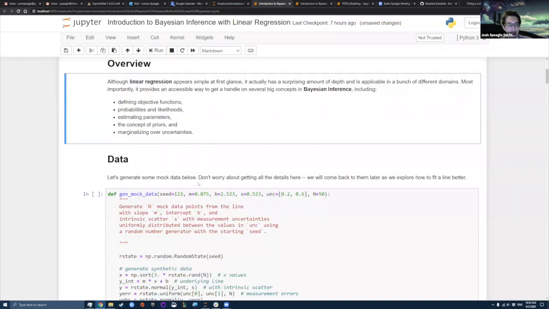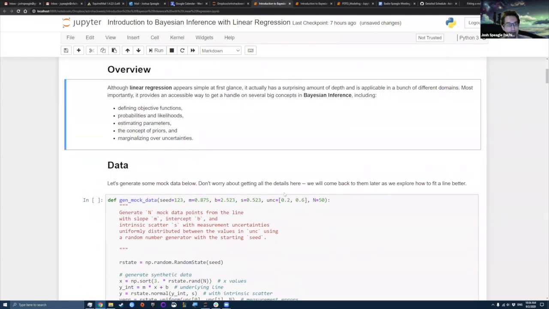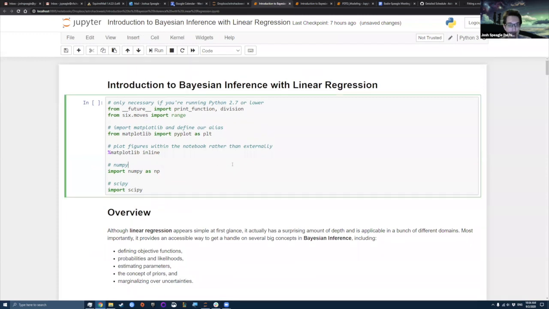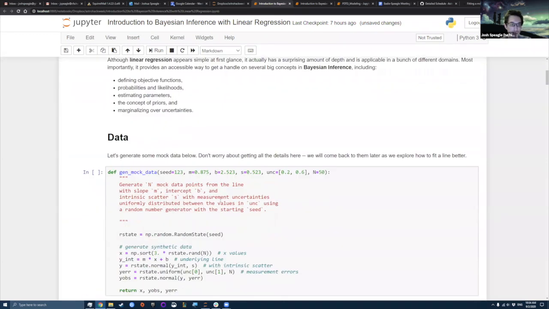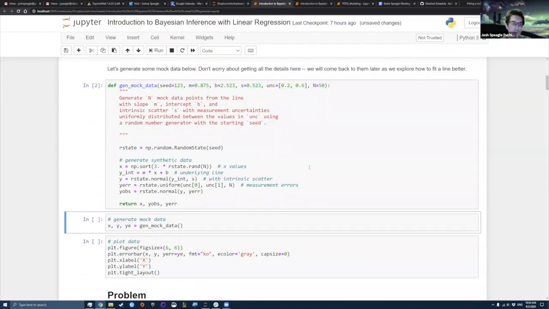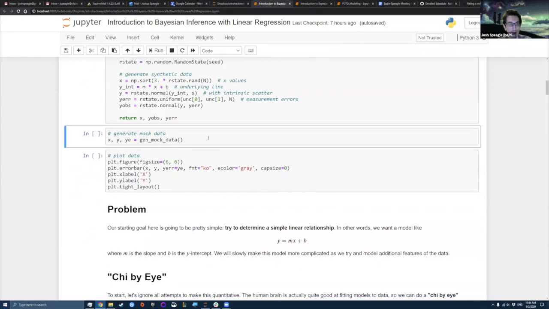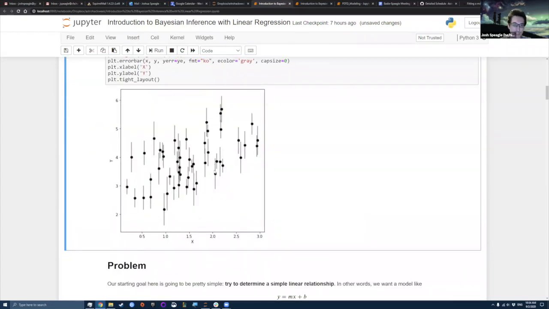So to get started, we first need to look at some data. If you run these initial set of cells, we're going to have a little basic script to generate some mock data. You're welcome to look through the details of how this actually works, but don't worry about them here because we're going to come back to them when we define a more formal model. So let's just grab some mock data and actually visualize what we're going to see here.